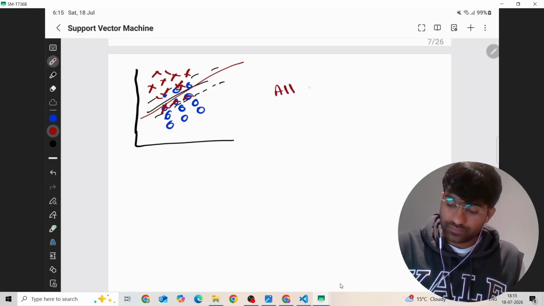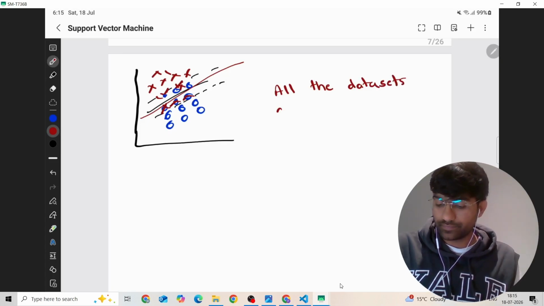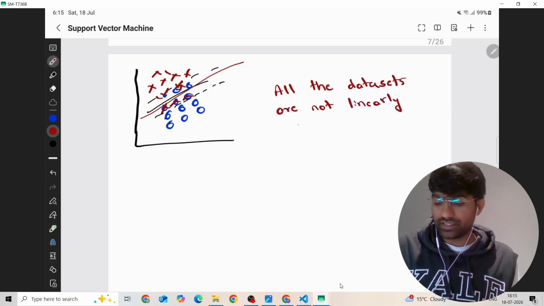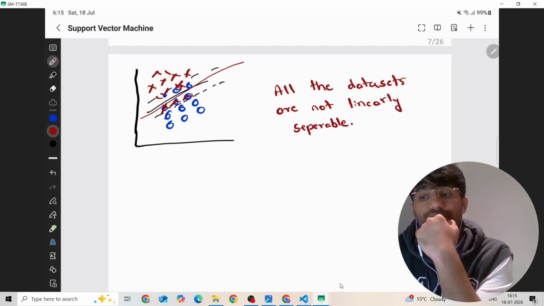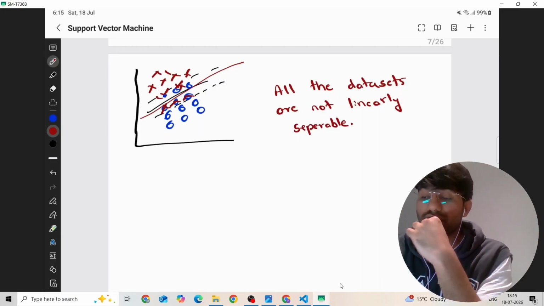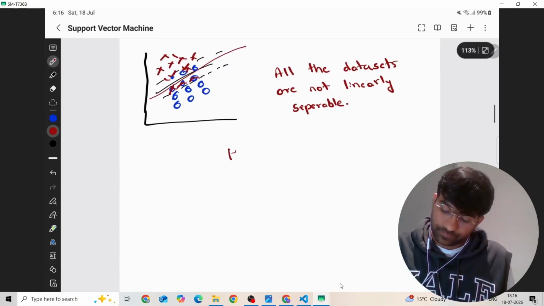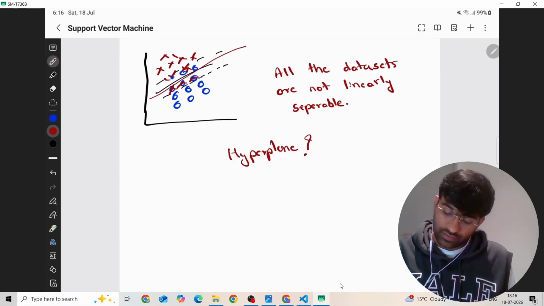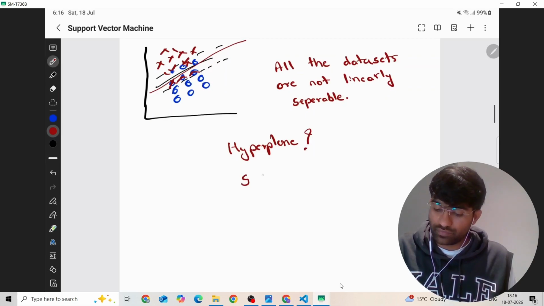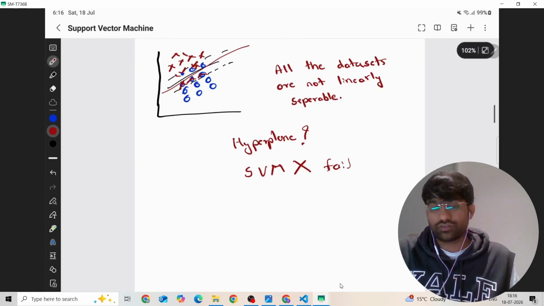All datasets are not linearly separable, right? So what to do then? If the dataset is not linearly separable, then how to draw the hyperplane? What will be the hyperplane if data is not separable? Then the support vector machine will fail. It is not linearly separable.